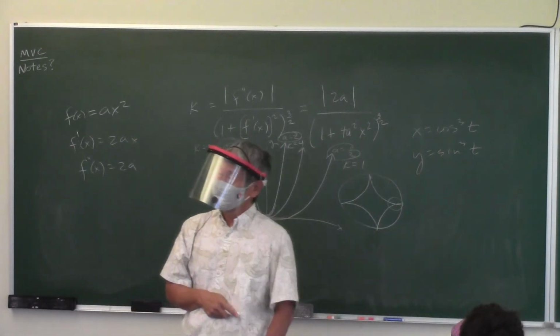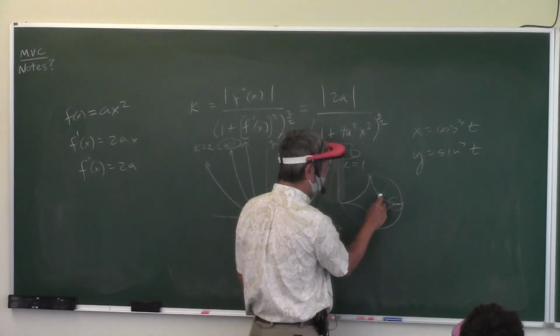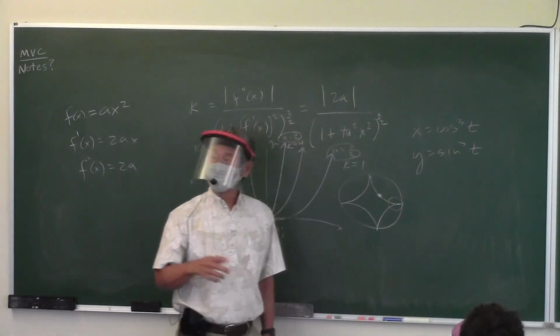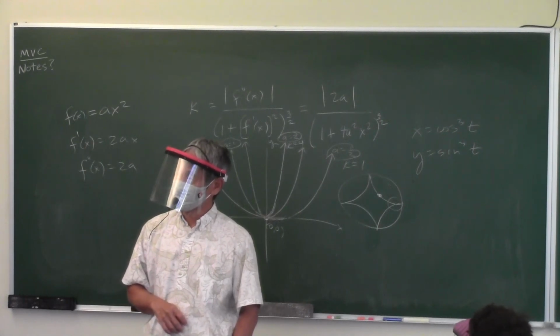So it says you're going to compute the curvature when t is pi/4, so it's going to be right there. You're going to compute the curvature. Because anybody can use the formulas, but you gotta know what's going on.